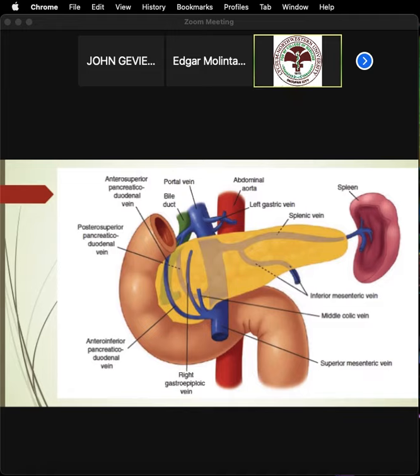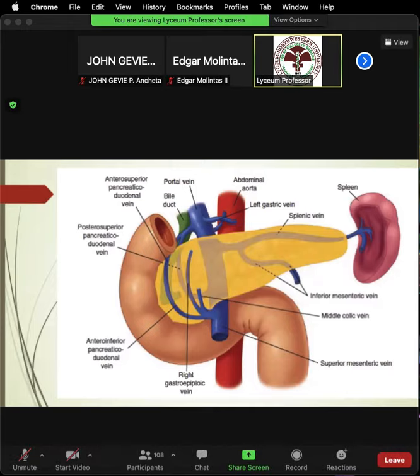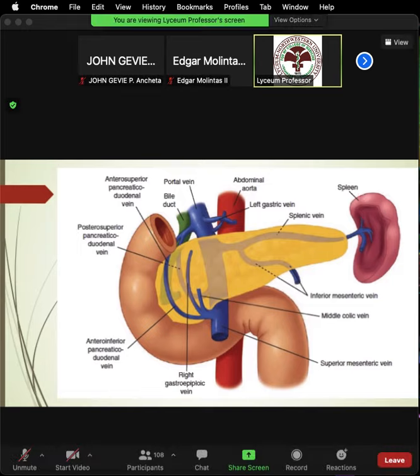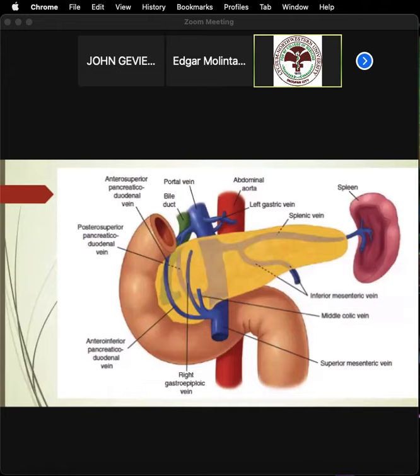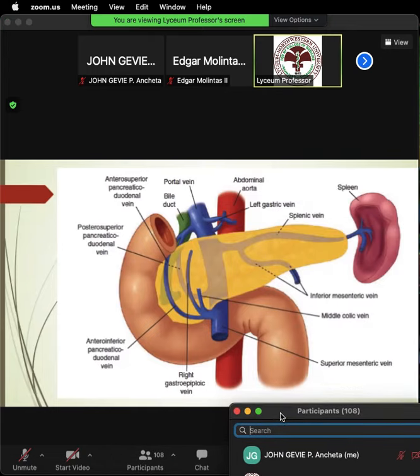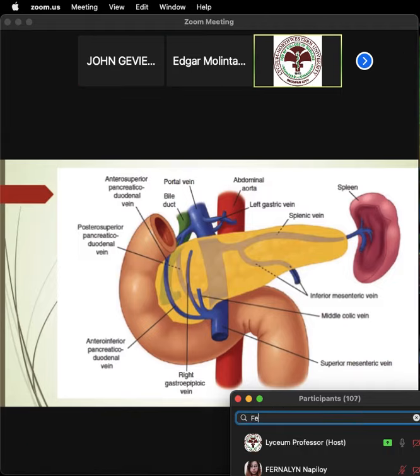So there's usually a plane when we are dissecting the pancreas from your superior mesenteric vein and portal vein. Once there's no plane already, the mass is already adherent to your superior mesenteric vein and portal vein. The pancreatic mass is already considered unresectable. So there should be a plane.